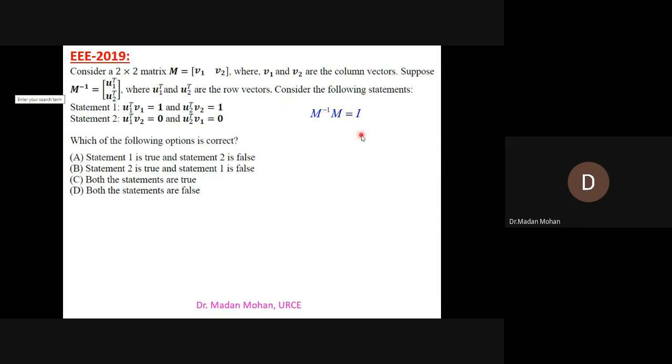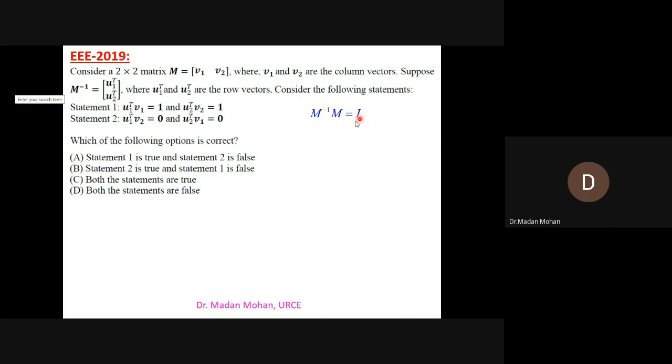You may get a doubt: Sir, why are you writing M inverse first, not M first? Because of U1 transpose, if you observe, the transposes are in the statements, the transposes are given at the beginning. Transposes, then vector. Transposes, then vector. That's why I have written M inverse first. Of course, M into M inverse is also I. But I am using M inverse and then M.